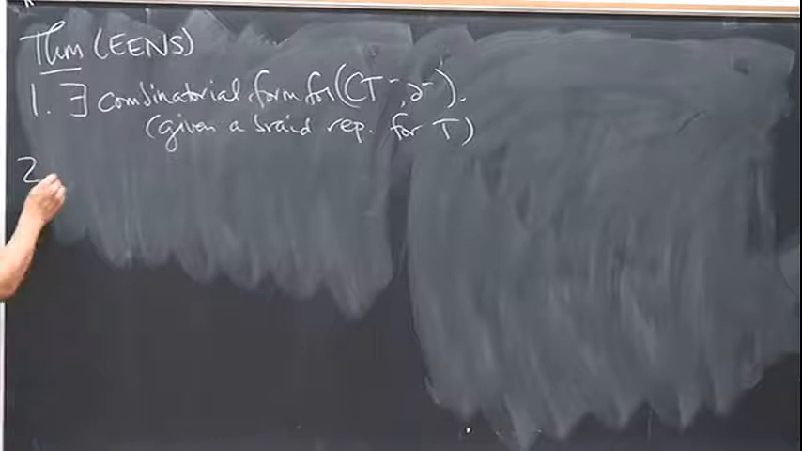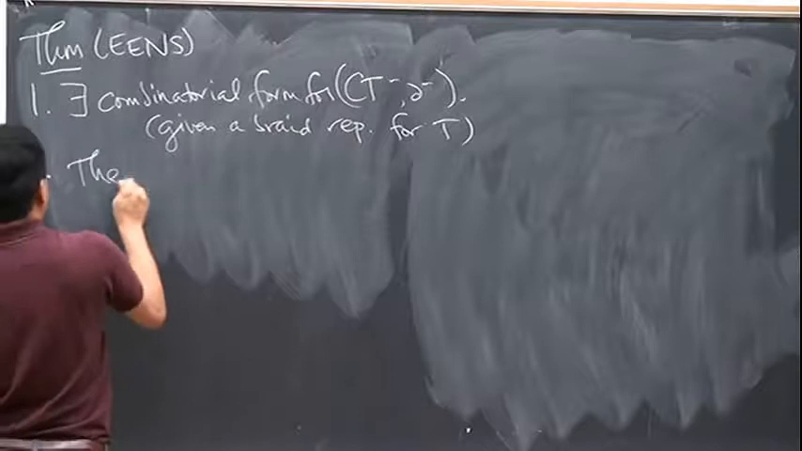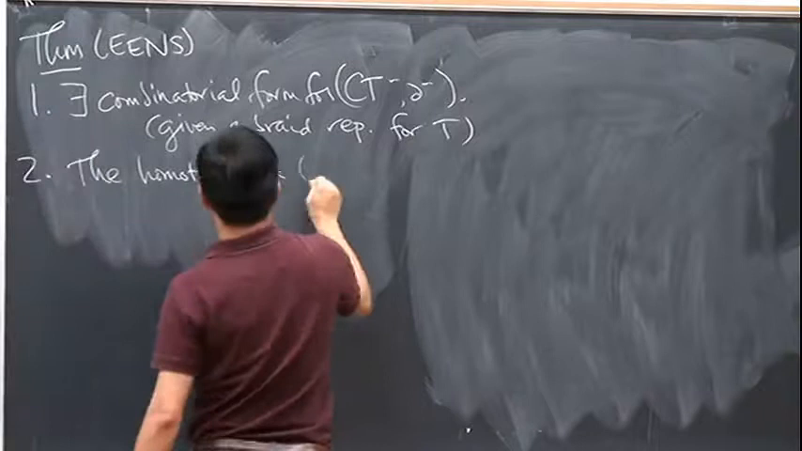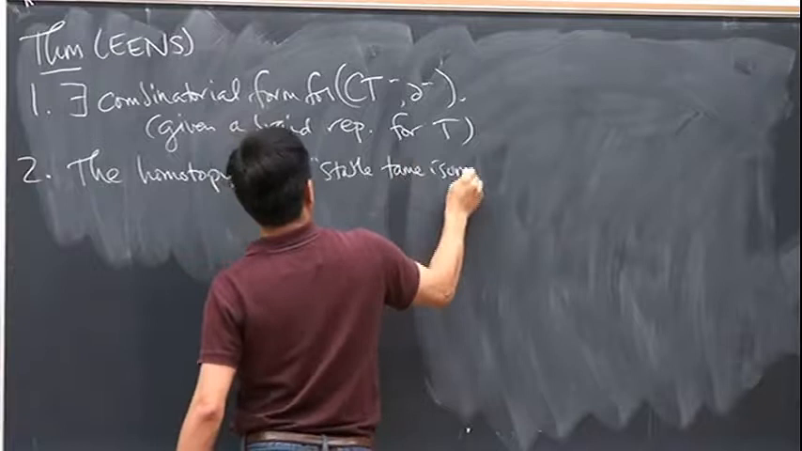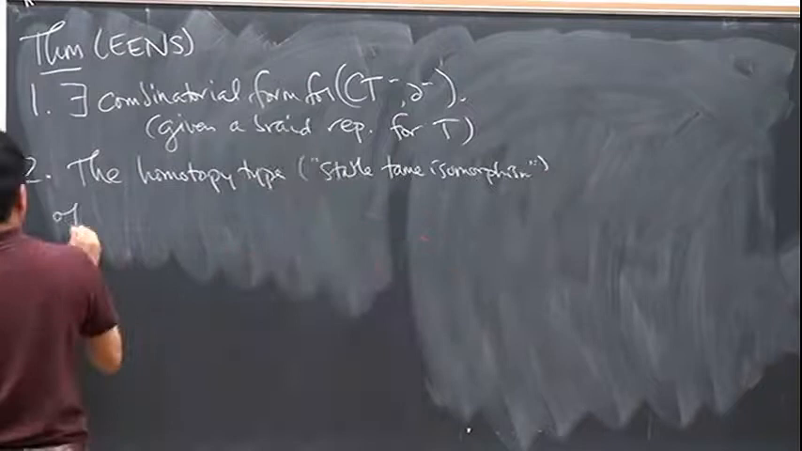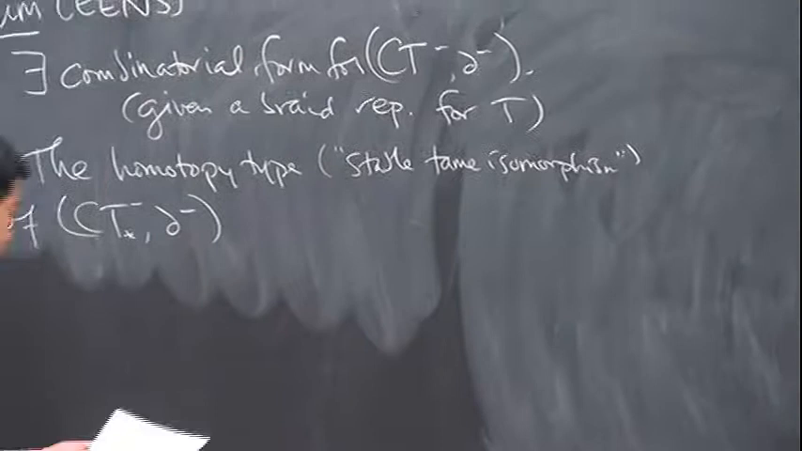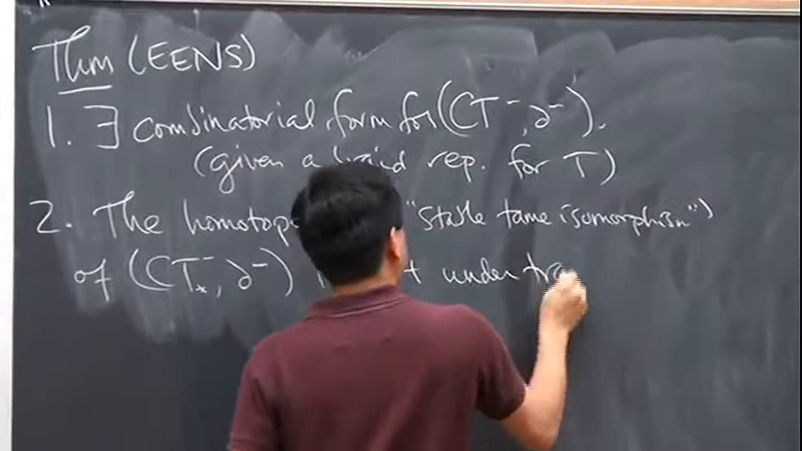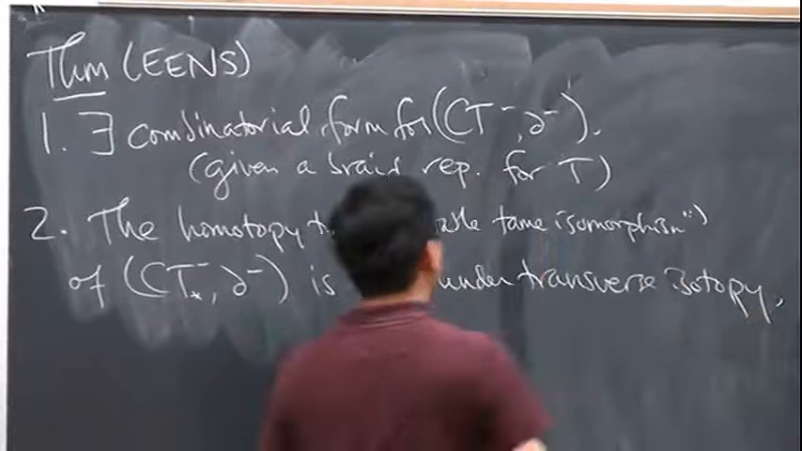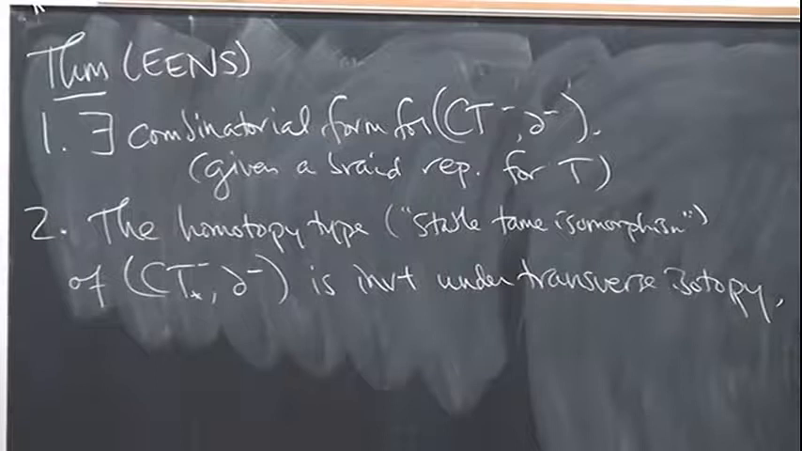The next thing is that the chain homotopy type, or actually something maybe slightly stronger, which is called stable chain isomorphism type of this complex, is a transverse invariant. And this is something that you can just prove directly combinatorially from the form in part one. So you just have to use the transverse Markov theorem and check that this chain homotopy type is invariant under conjugation and positive stabilization.